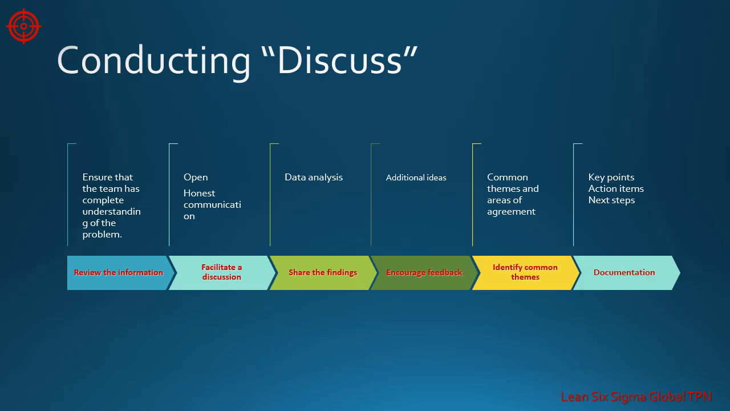For example, the team may decide to increase the number of customer service representatives during peak hours to reduce wait times. By conducting the discuss phase effectively, the team can gather diverse perspectives and ideas on the problem and identify potential root causes and solutions that are aligned with the goals of the organization. This can help to ensure that everyone is on the same page and committed to addressing the problem in the most effective way possible.